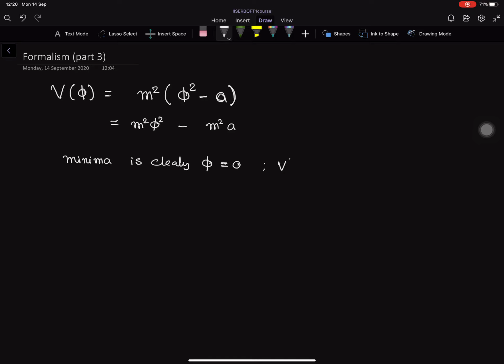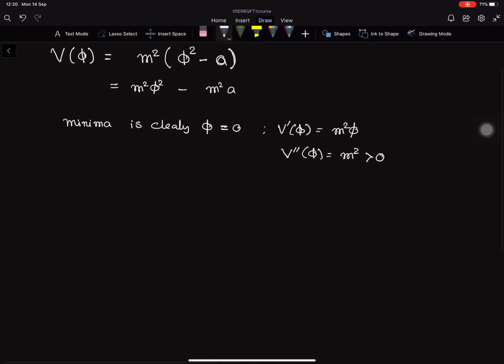The way we do that, we evaluate V prime of phi, which is simply m square phi, and then it is only 0 when phi is equal to 0. Then we also compute V double prime of phi, which is m square, which is clearly greater than 0. So this is a minima of the potential. This minima of the potential we denote as phi c.